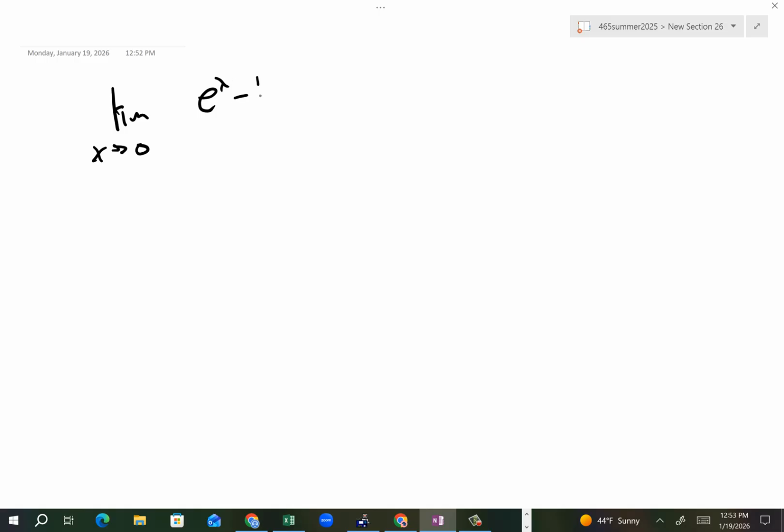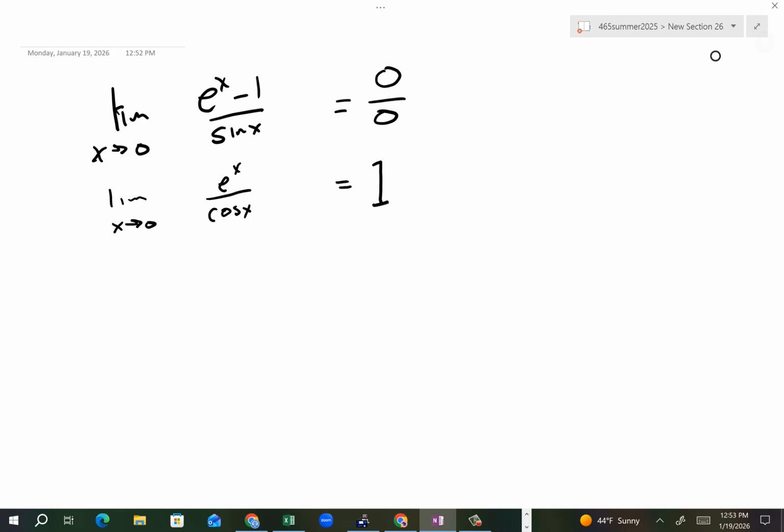So e to the x minus 1 over sine x. Well, if you put 0 in, you get 1 minus 1 is 0. Sine of 0 is 0. That's a problem. And so take the limit of the derivatives. The derivative of the top is e to the x. The derivative of the bottom is cosine of x. You plug 0 in, you get 1 over 1, which is 1. Okay. We can play this game all day long.